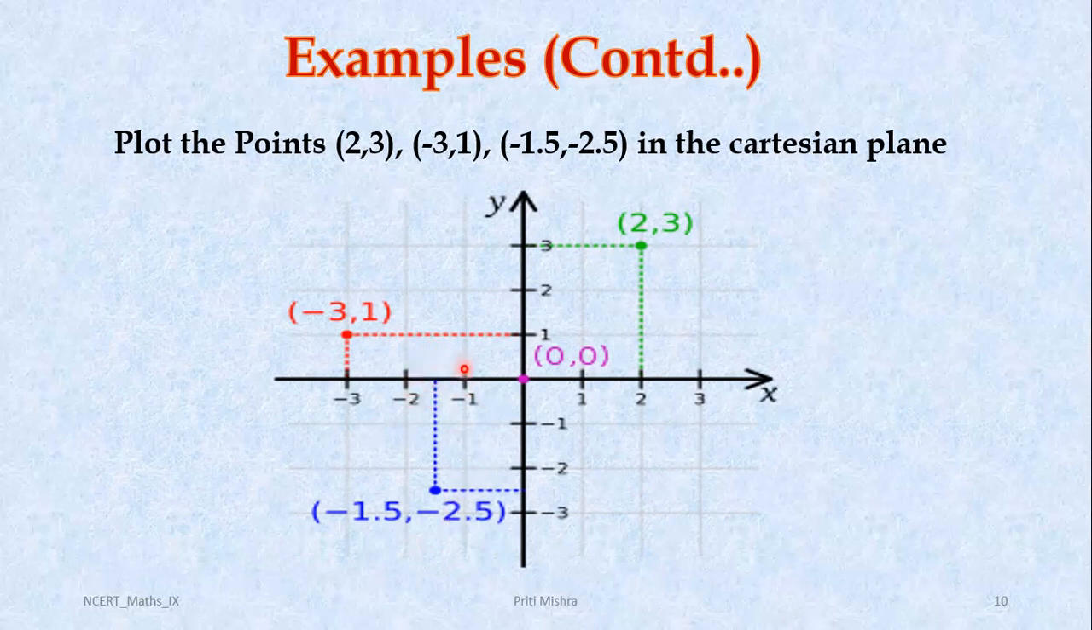-1.5 will lie in between -1 and -2. Just drop a perpendicular from here and find 2.5 on the negative y-axis. Drop a perpendicular from here. This is the point where you have (-1.5, -2.5).